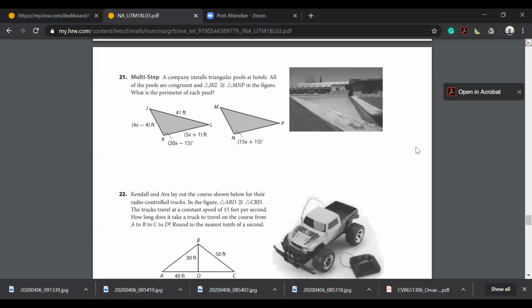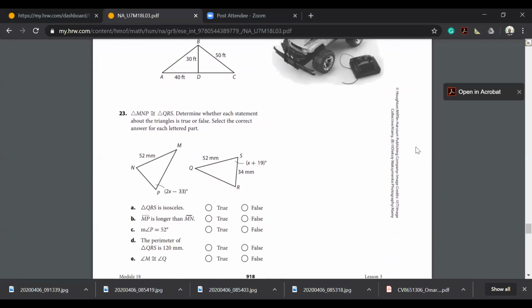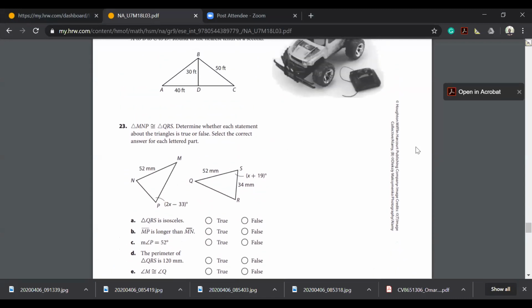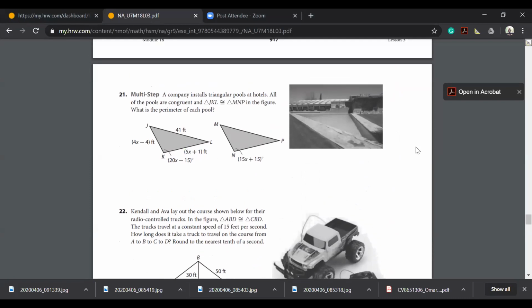Okay. We will take some more questions about lesson 18.3. In page 918, we are going to be solving question 21 and question 23. Let's see what about 21. A company installs triangular pools at hotels. All of the pools are congruent, and triangle JKL is congruent to triangle MNP. What is the perimeter of each pool?